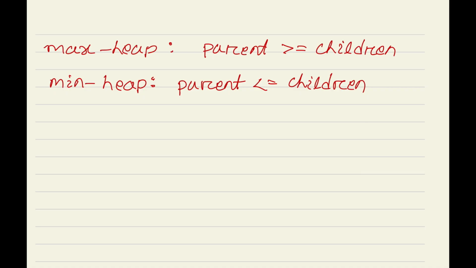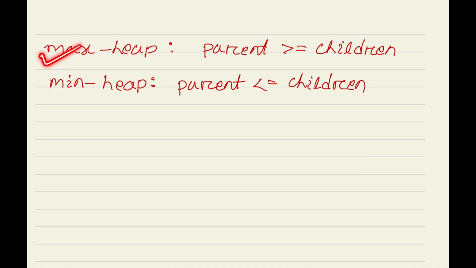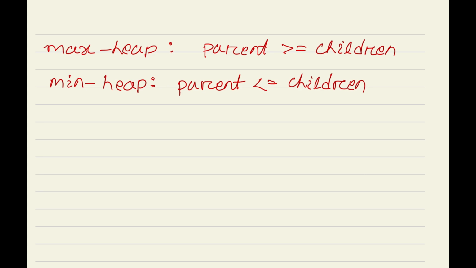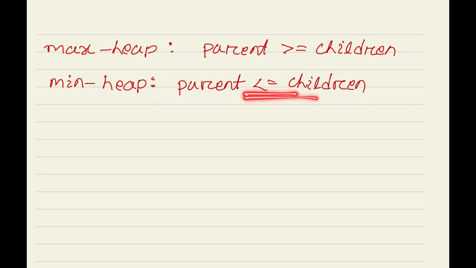So, condition 1 is for both max heap and min heap. That means, this should be a complete binary tree. Whether it is max heap or min heap, the binary tree should be complete. And if the key value of parent is always greater than its children, then we can say that heap is a max heap. And if the key value of parent is always less than or equal to its children, then that is a min heap. We have discussed several max heap examples. Now, we will take one example on min heap.